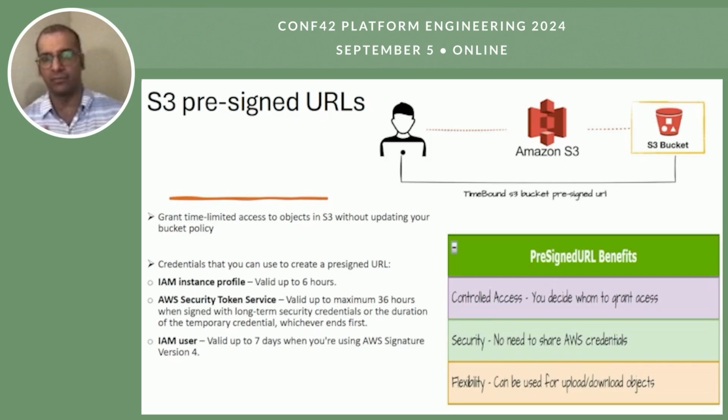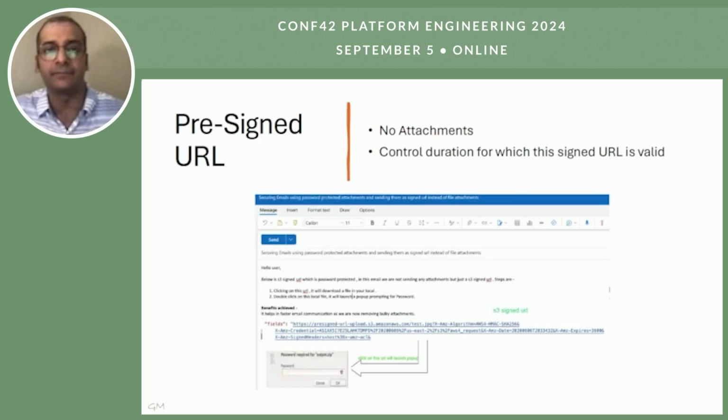So we can achieve several benefits out of it, as I have mentioned here. It's completely secure. We are not sharing any AWS credentials. It's just a single URL, and you decide whom you want to grant the access. Okay, you send it in your email, and the third user can, through this URL, get the access. You can upload or you can download the file.